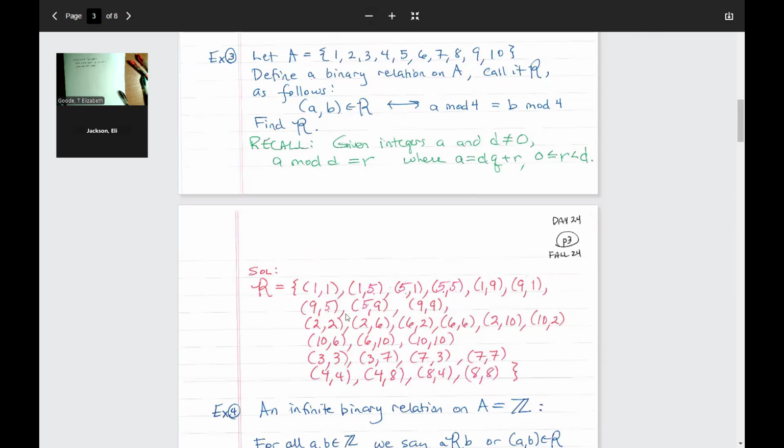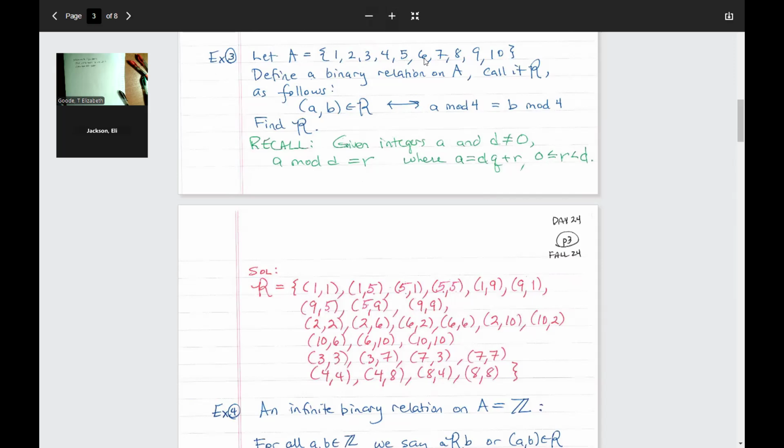Then we move on to 2. What's the remainder we get when we divide 2 by 4? It's 2, right? It is its own remainder. So 2 is related to itself because 2 gives the same remainder mod 4 that 2 gives. But 6 also yields a remainder of 2 when we divide it by 4, right? What other numbers in A give a remainder of 2 when they're divided by 4?